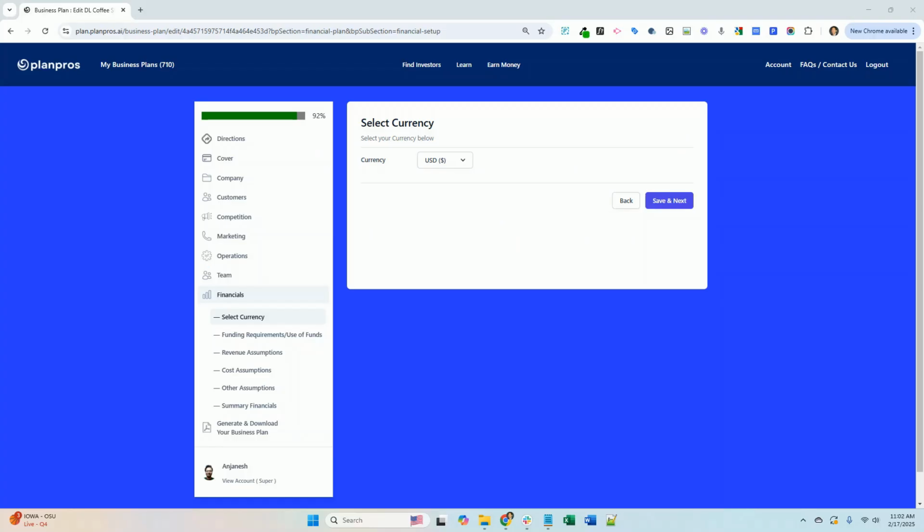Hello, and I'm going to show you how to create your financials using PlanPros. So I'm in the financial section, and the first subsection is select your currency. For most of you, it'll just be keep it on US dollars and click Save and Next.